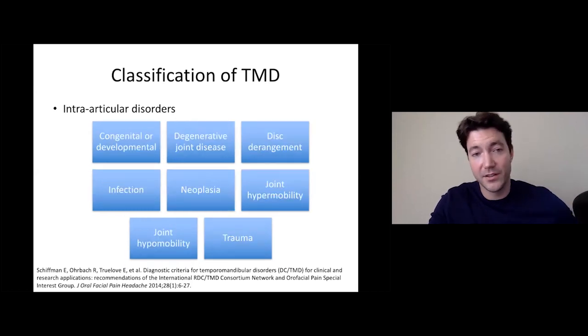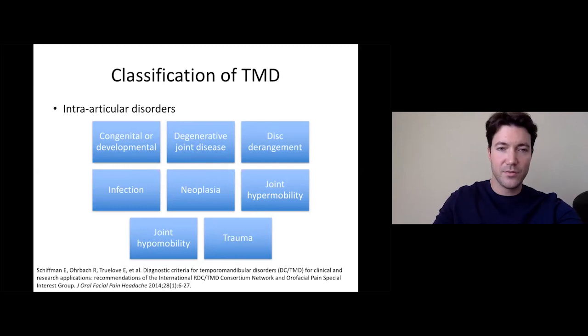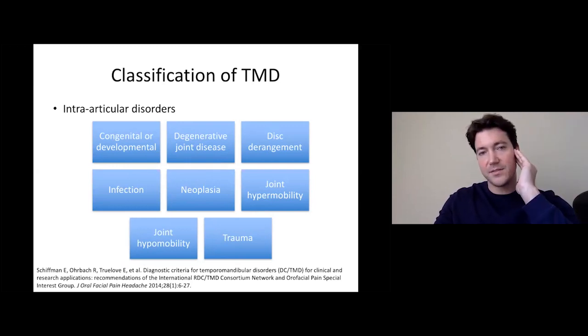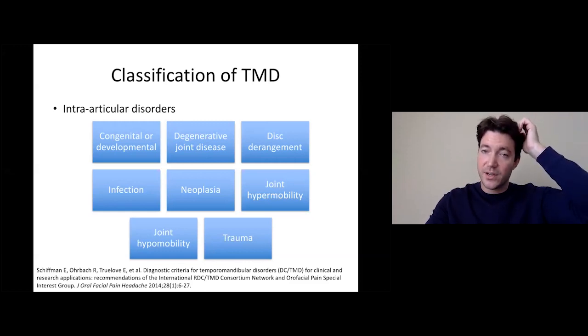So for the intraarticular disorders, again, this can be something that's congenital or developmental. So if we think about those first and second pharyngeal arch disorders like Treacher-Collins syndrome, those dramatic pictures of patients that we all saw in dental school in our oral surgery classes, or hemifacial microsomia, really affecting the joints themselves, which can cause a lot of dysfunction. Degenerative joint disease, so something such as rheumatoid arthritis, osteoarthritis, where the joint wears down and the dysfunction gets progressively worse. Disc derangement disorders are important to consider.